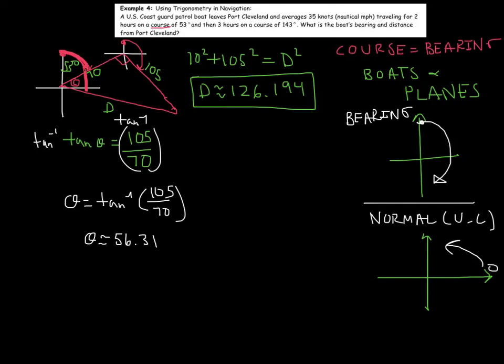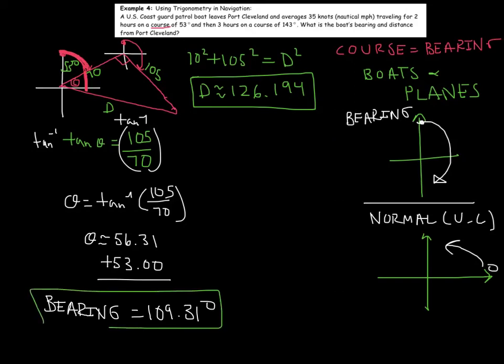So if we want bearing, we need to add to that the 53 degrees. That gives us a bearing of 109.31 degrees, and that is the answer for the bearing.